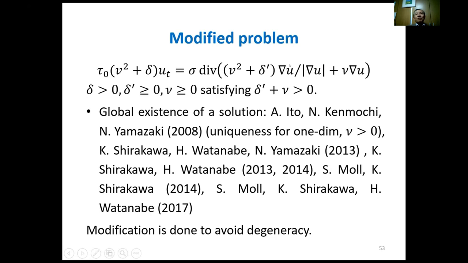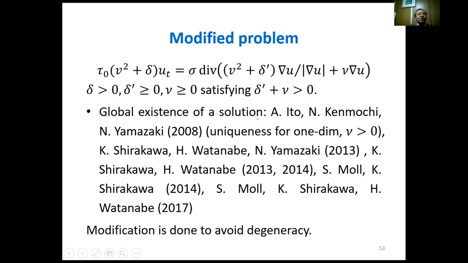So people studied a modified problem. No one has solved the original problem so far. So what is the modification? There are three modifications. First of all, the degeneracy V equal to zero is a problem, so that we don't like. The second thing is V squared. Again, if V is equal to zero, then the total variation part is also degenerate, so that we don't like. And finally, this is, in some sense, a degenerate elliptic, which we don't like. So add a small parameter nu. So this is a way.